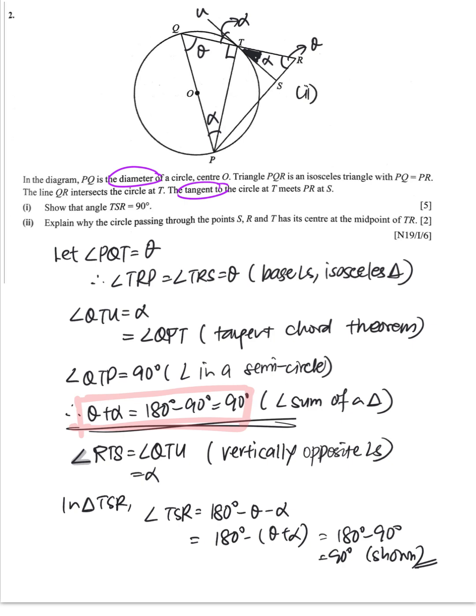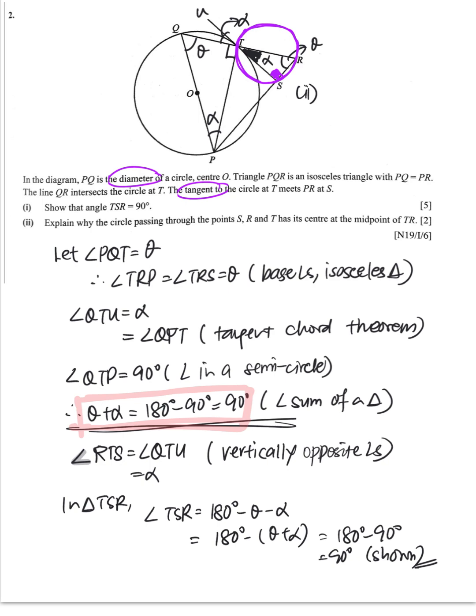So the same part 2, class, part 2. Explain why a circle passing through the points TRS or RST has its center at the midpoint of TR. So basically, what we're saying is that we have a circle here. So essentially, because this is 90 degrees, right? So which means that TR is a diameter.